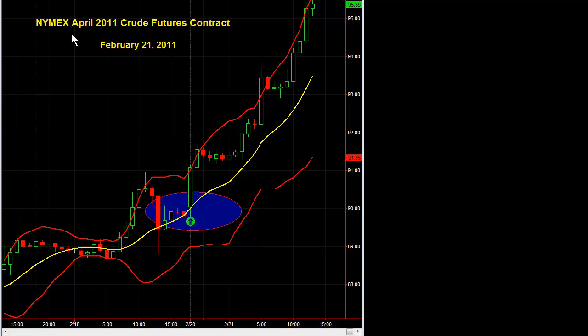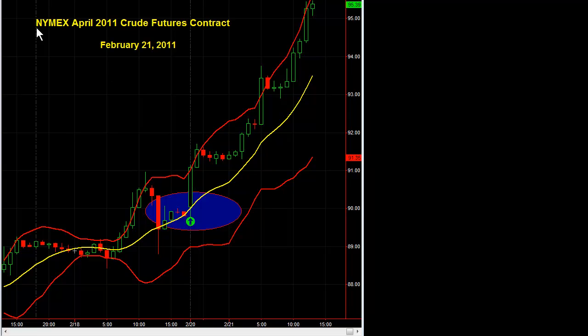This is the chart of the April crude futures contract for WTI, the NYMEX contract for WTI. And this was taken today, February 21st. Based on our model of indicators, which the Bollinger Band is one, the trade would have been put on here, a breakout, another momentum breakout trade. And this came over last night in the overnight session on the 20th of February.